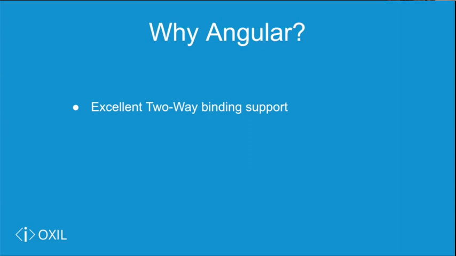Well, it has excellent support for two-way binding. And what two-way binding means is that you can easily keep the values between your model or your JavaScript variables and your view, your HTML content, in sync with each other. So if you change a variable in the site, say you're changing a text field, that can stay in sync with the variable that you've defined in JavaScript.